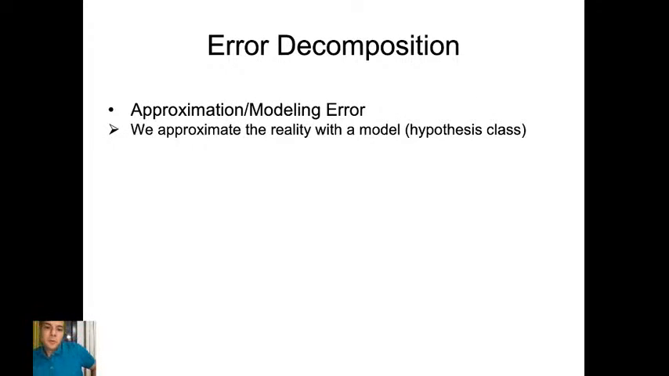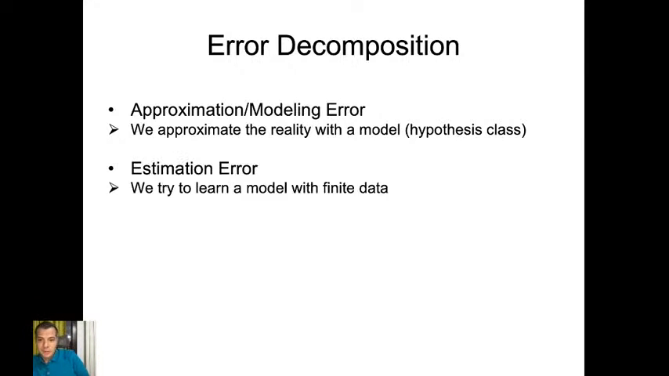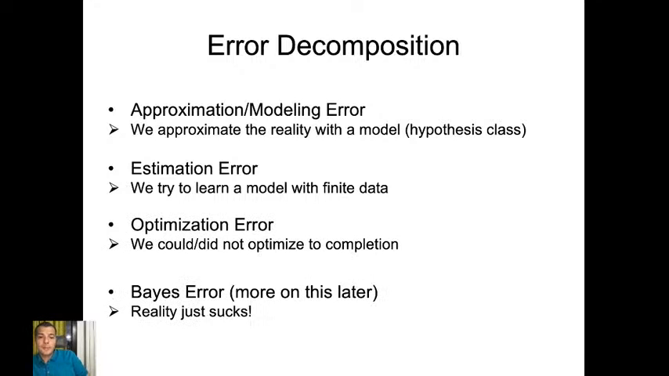Okay, so as I said before, the modeling error is caused by the hypothesis class that you choose. The estimation error is caused by the fact that you work with a discrete, finite data set. And the optimization error is caused by the optimization algorithm.